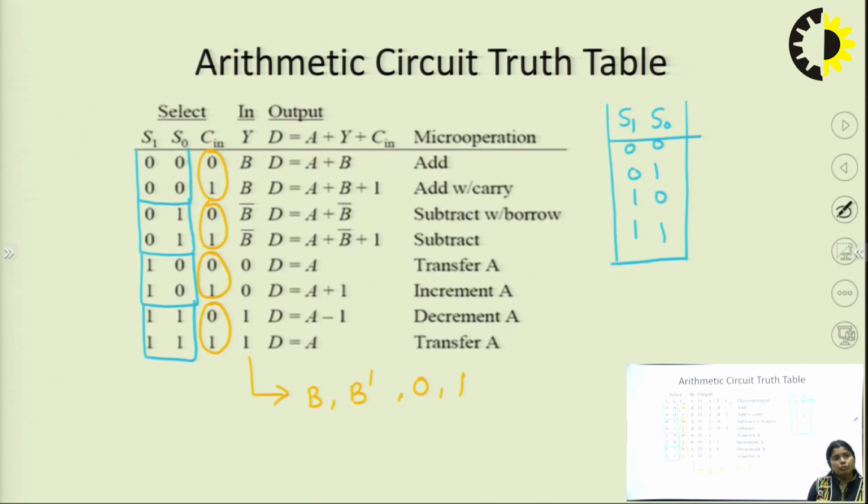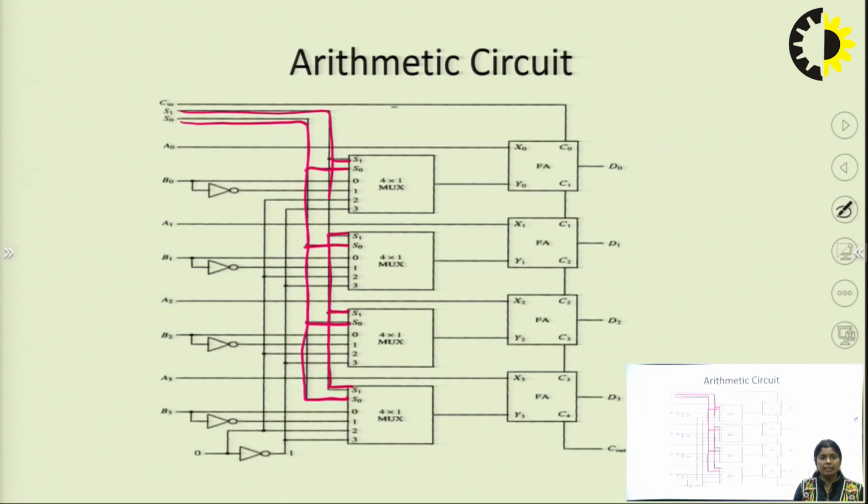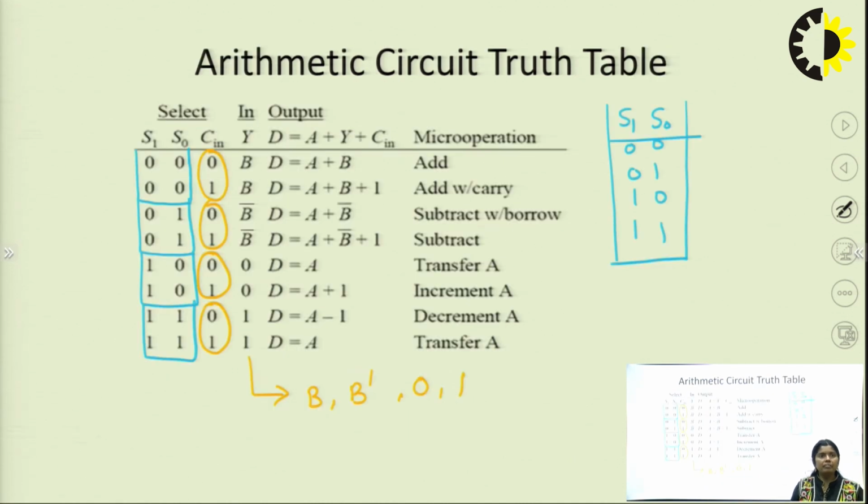Now this is the truth table for the arithmetic circuit. The first columns are the selection lines S0, S1 and C input. As we can see, there are only 2 selection lines, S0 and S1, which means the combinations are 00, 01, 10 and 11. Only 4 values are there. But because the C input value is a 1-bit value, lying between 0 and 1, we use the C input as 0, 1, 0, 1, 0, 1, 0, 1. That's why these selection lines will be repeated.